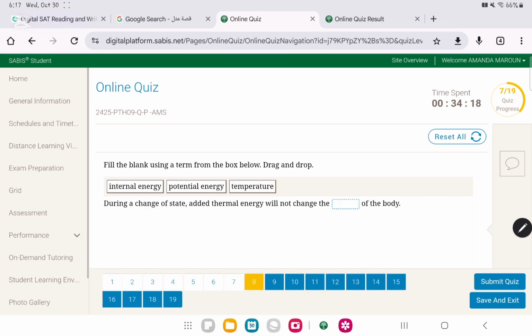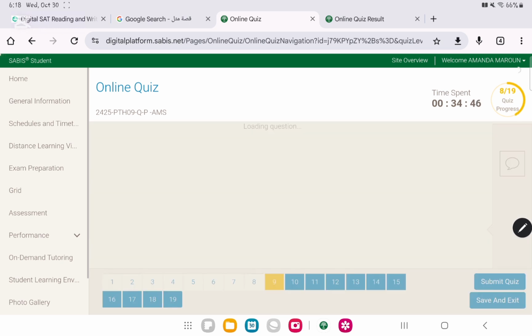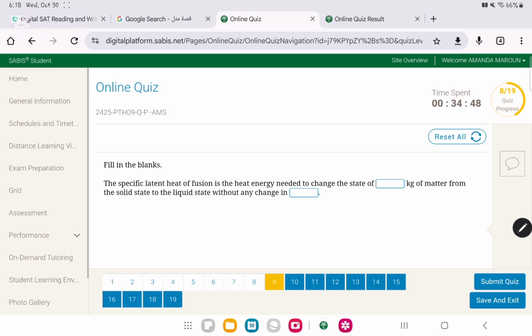Question number 8. Remember, during a change of state, whenever we're changing the state, okay? This is our graph. Here, for example, it's solid. Here, it's solid liquid, so we're changing the state, and here it is liquid. Whenever we're changing the state, there is no change in the temperature of the body. So during a change of state, added thermal energy will not change the temperature of the body. Instead of changing the temperature of the body, it's being absorbed by the body as potential energy. So that's why when it is flat, the potential energy increases.